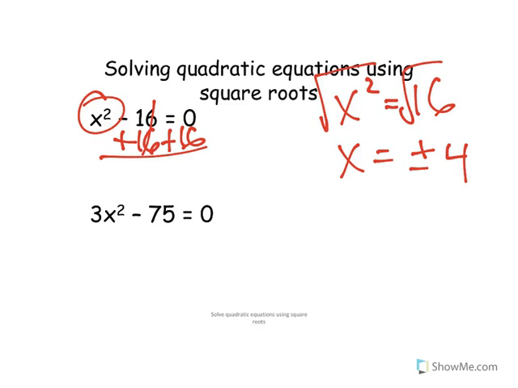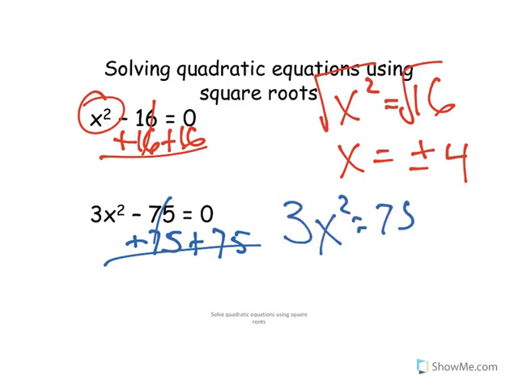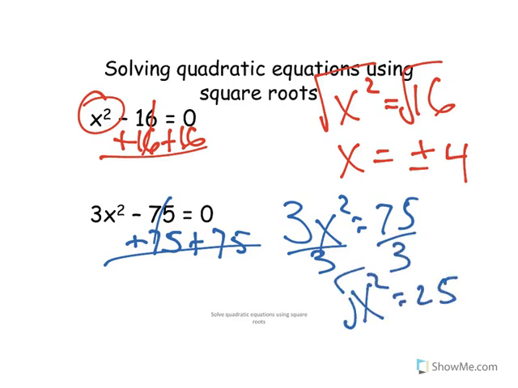and negative 4 squared is 16 minus 16 is also 0. For the second one, we're going to have one additional step, because we've got a coefficient that's not 1. So I'm going to add 75 on both sides, which gives me 3x squared is equal to 75. We're going to divide both sides by 3, so x squared is 25. Now we take the square root of both sides, and it gives me x is equal to plus or minus 5.